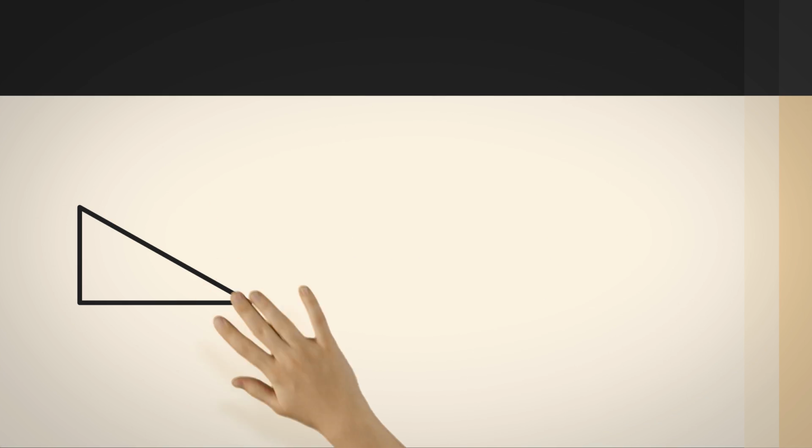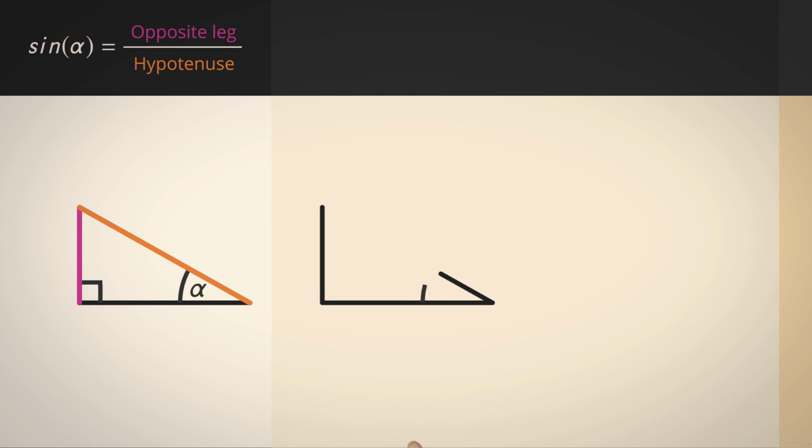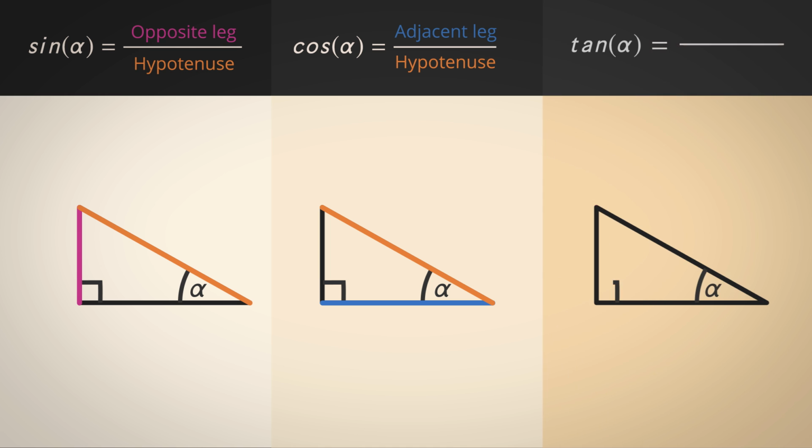To calculate the sine of angle alpha, divide the length of the opposite leg by the length of the hypotenuse. And to find the cosine of angle alpha, you divide the length of the adjacent leg by the length of the hypotenuse. For the tangent of angle alpha, just divide the length of the opposite leg by the length of the adjacent leg.